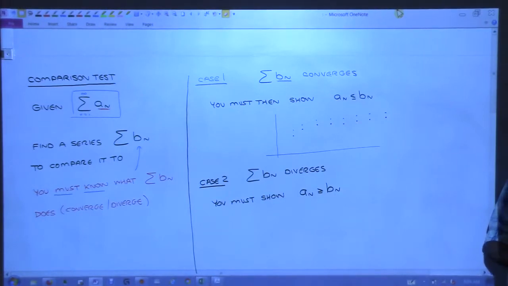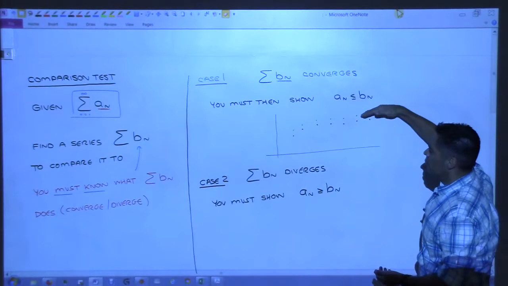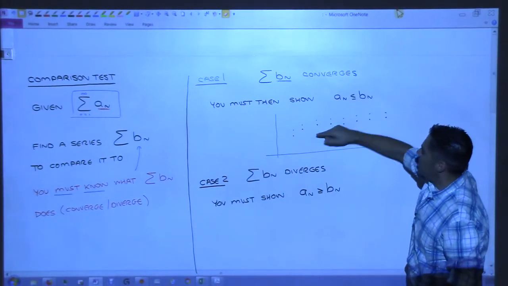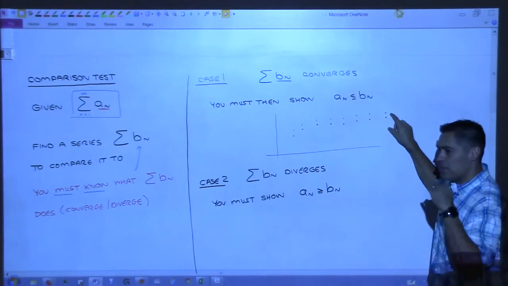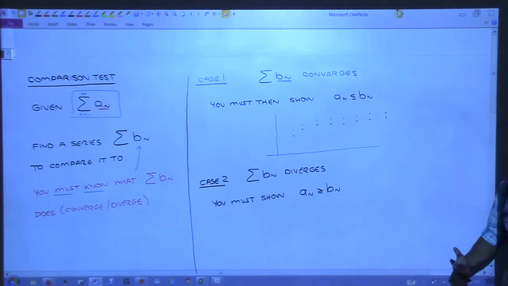Does that make sense? It's kind of like we're putting a bound on the red series and the red sequence, and then if the blue sequence converges when we add them up, then the red one has to also. Does that make sense? Kind of visually?